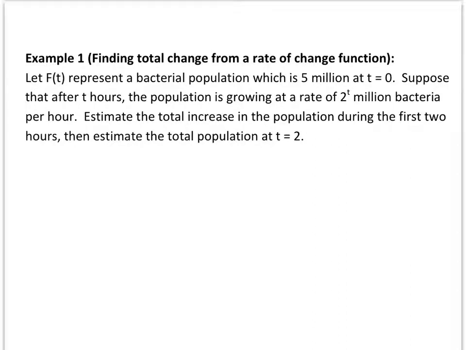Let's look at an example. So we're going to find total change from a rate of change function. Here we have capital F of t representing a bacterial population, which is 5 million at t equals 0. After t hours, the population is growing at a rate of 2 to the t million bacteria per hour. Estimate the total increase in the population, and the total population at t equals 2.